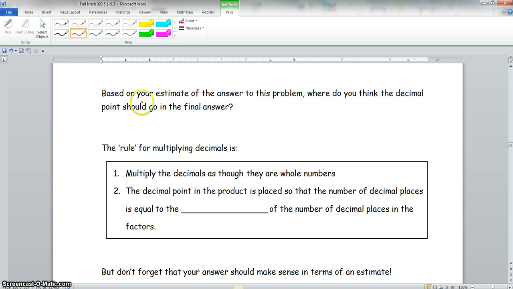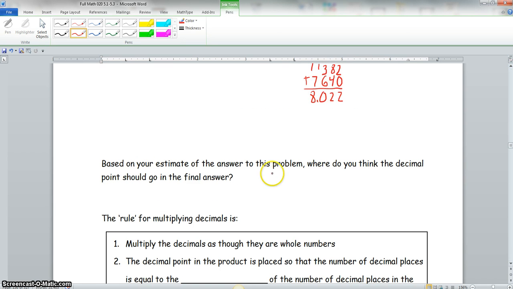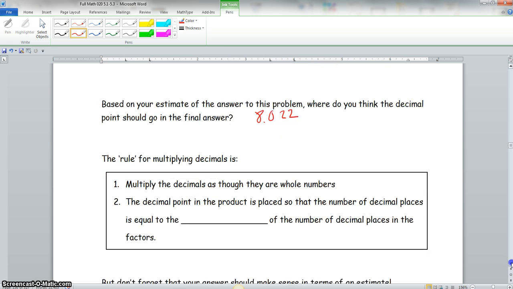Now we come to this question. Based on your estimate of the answer to this problem, where do you think the decimal point should go in the final answer? We already put that earlier. So it was basically, let me scroll back up, it was 8.022. And that is close to your estimate because our estimate was 8.